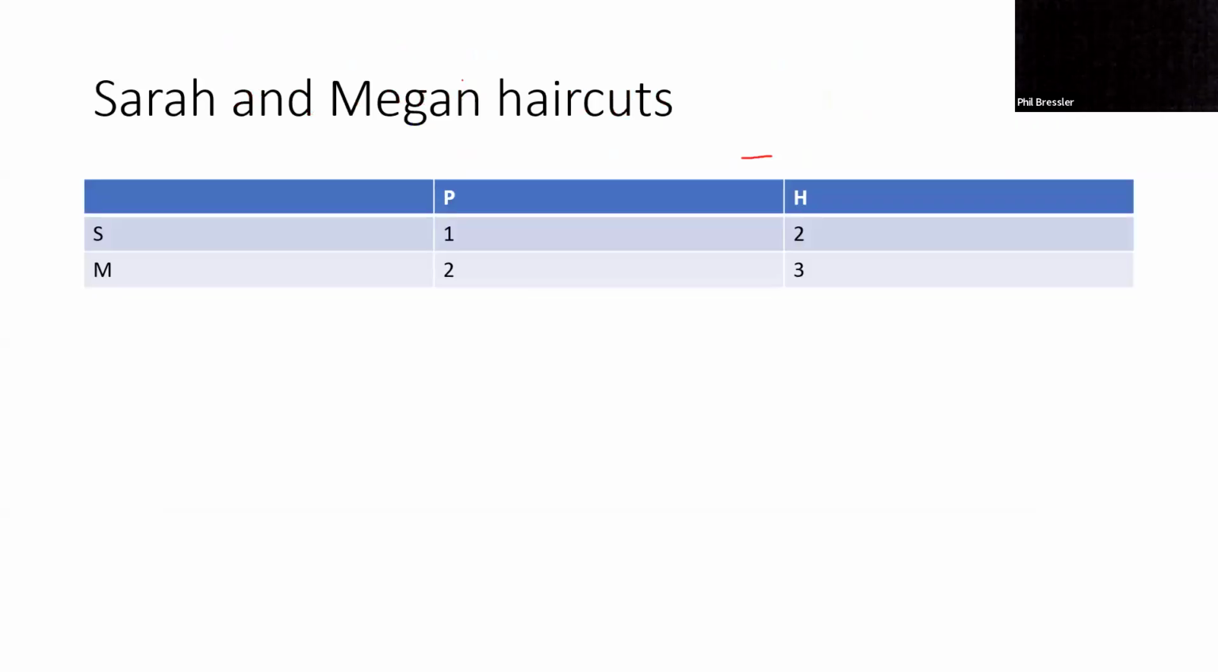Now, if it's an output, I want the person who can make the most, and it's other over. So here's how I make my chart. I'll let you look at the chart and figure out who has the comparative advantage in perms. First, who has the absolute advantage in perms? It's going to be Megan, 2-1. Who has the absolute advantage in haircuts? It's going to be Megan, 3-2. I'm going to let you figure out the comparative advantage on your own. That's how you put your chart together.